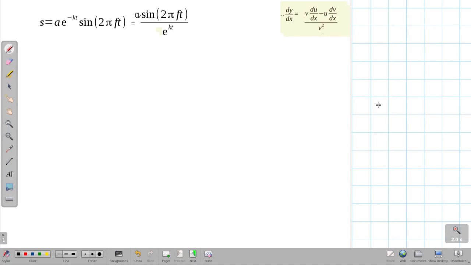So what we're going to do is use the quotient rule and apply it to this here. So it begins with V. So V is this term with nothing done to it. So we've got dy over dx equals V as it comes, so simply that, times the derivative of u with the top term. So we've got there, so the 2 pi f is going to come out, so we're going to have a, and the 2 pi f comes out.